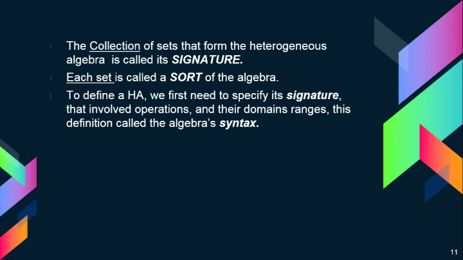So the collection of sets that form the heterogeneous algebra is called its signature. Each set in such a given signature is called a sort of the algebra. To define a heterogeneous algebra, we first need to specify its signature, which involves operations with their domains and ranges. This definition is called the algebra syntax.